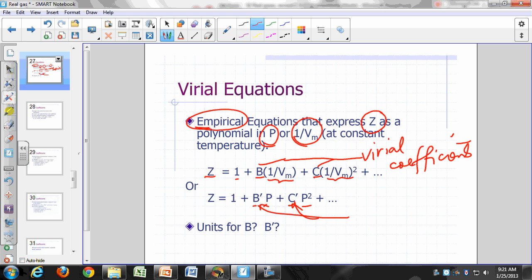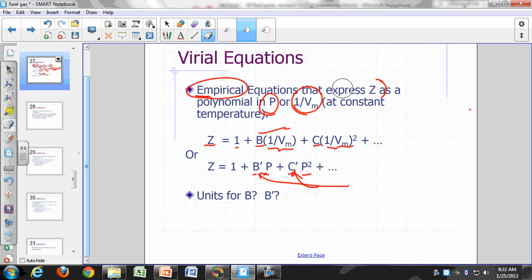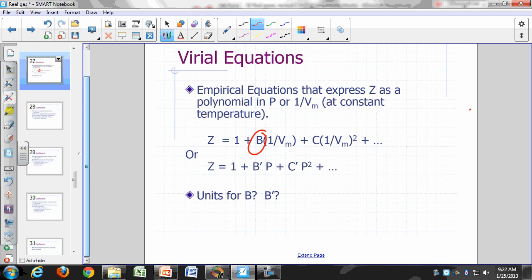What would be the unit for B? What's the unit for Z? Compression factor Z is PV over nRT. So what's the unit for Z? It's unitless, right? 1 is unitless. So what's the unit for B then?